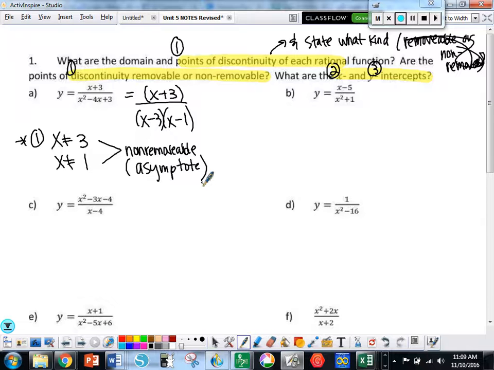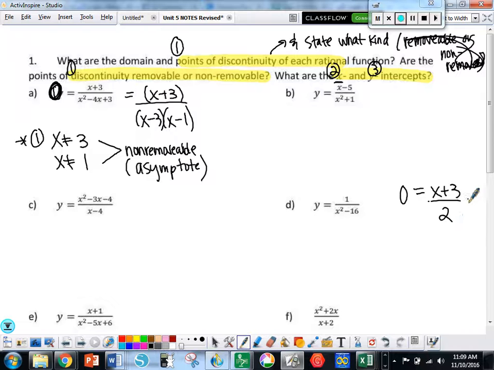Okay, step 2. I want to list the x and the y-intercept. So the x-intercept first. The x-intercept is going to happen when y is 0. Just watch this really quick. If this is 0, how do I solve an equation like that? Pretend it said 0 equals x plus 3 over 2. That's a much simpler equation to solve.